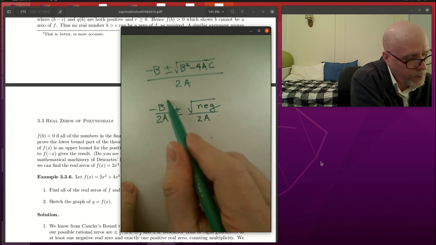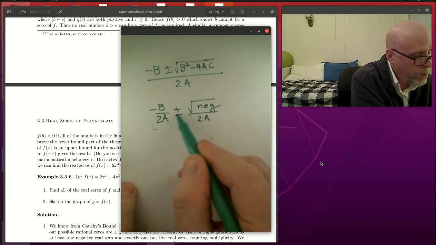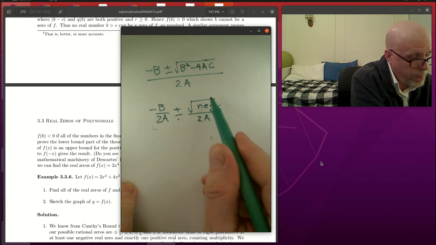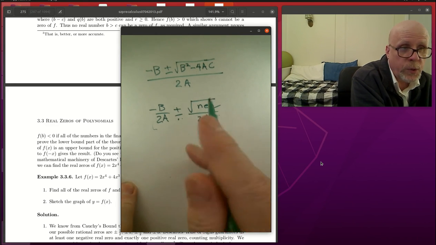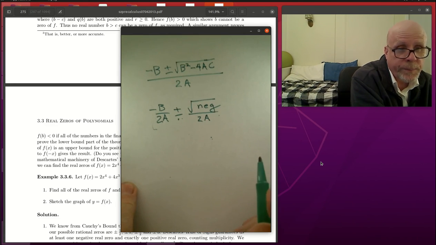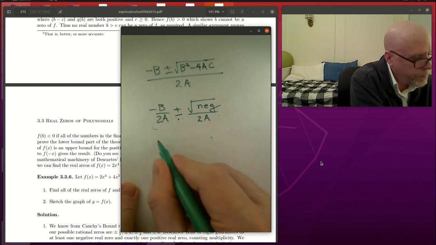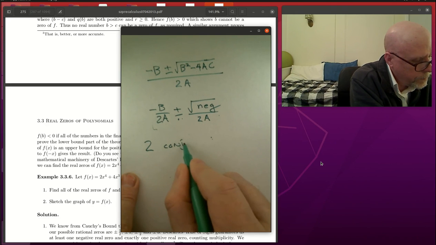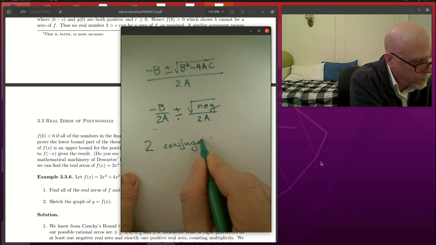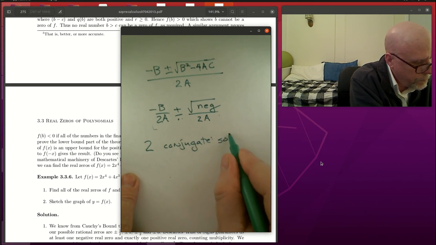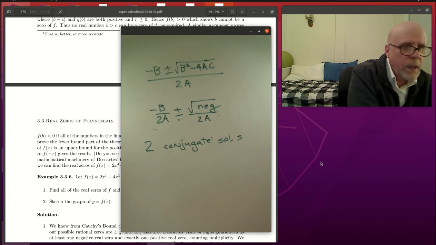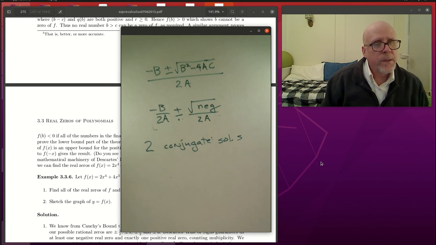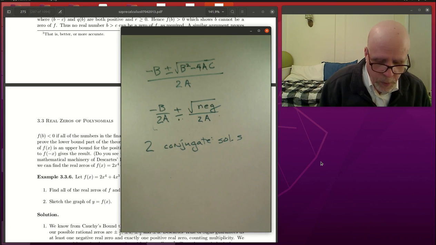And what does that mean? You're going to have a real part plus or minus the same thing. So the two solutions you get out of the quadratic formula, those are complex conjugates. It says something kind of interesting when you think about what happens with general polynomials.